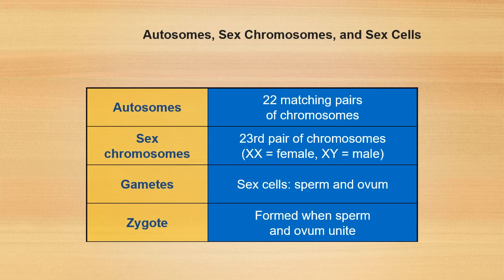So now we're just going to review autosomes, sex chromosomes, and sex cells. When we get to the next lecture in chapter 2, preconception, you're going to understand how that happens. So autosomes are the 22 pairs of chromosomes. That's all the chromosomes except the sex chromosomes. And the sex chromosomes are the 23rd pair of chromosomes, and it's what determines if we're a male or a female. So a female is two X's, and a male is XY.